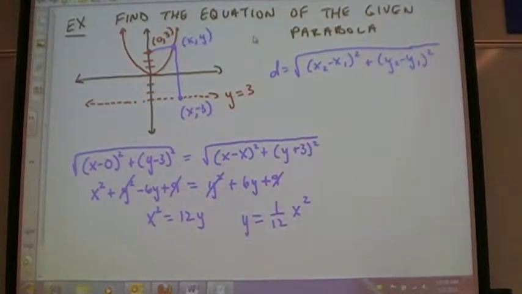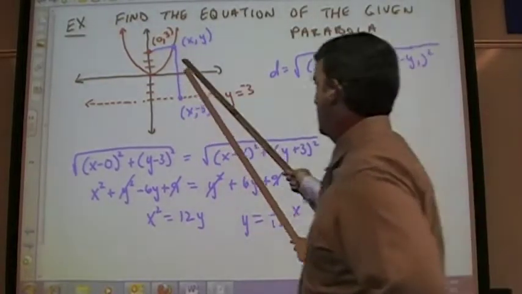A parabola that opens up or down will have the equation in the form of y equals ax squared. A parabola that opens left or right will have the equation in the form of x equals ay squared. Okay? Why is it y equals 3 if it's below? That should be negative 3. Yeah, I fixed that right here. The directrix is y equals negative 3. The focus is 0, positive 3.